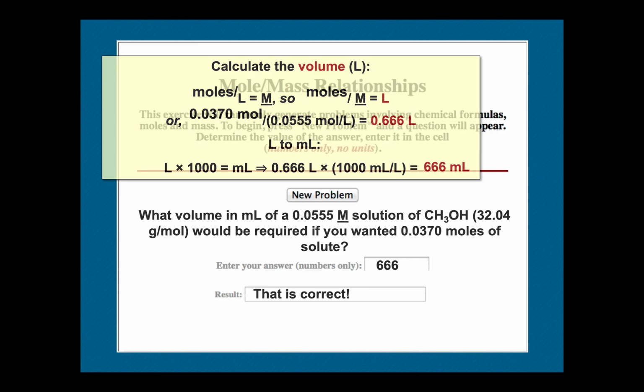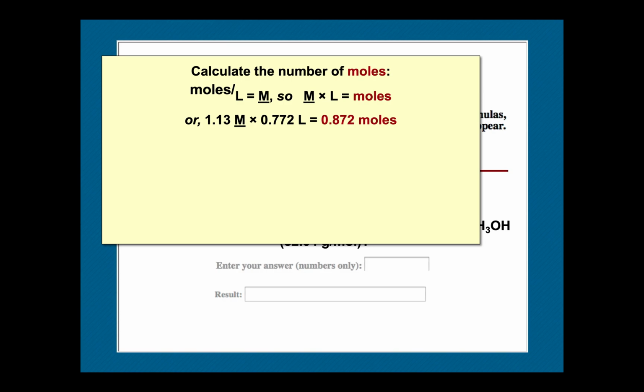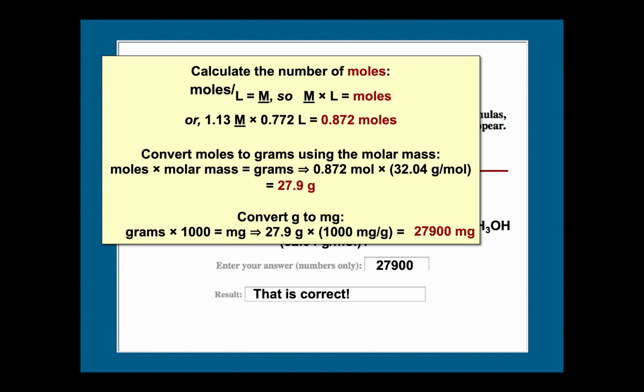One more. We're looking for milligrams. Typically, because the units are in grams, we're going to get grams in our answer, multiply by 1,000 to get milligrams. We have a volume and a concentration. Molarity times volume is going to give us moles. Concentration times volume, moles. Simply substitute in, we get 27.9 grams of product. Convert that to milligrams by multiplying by 1,000, and we get 27,900 milligrams.